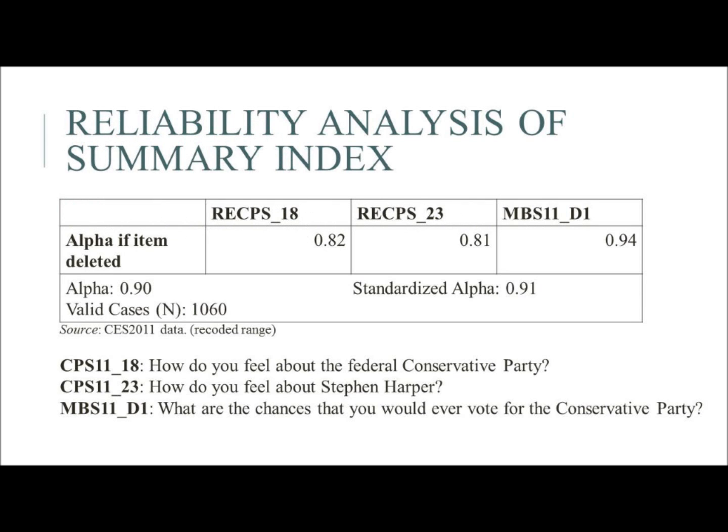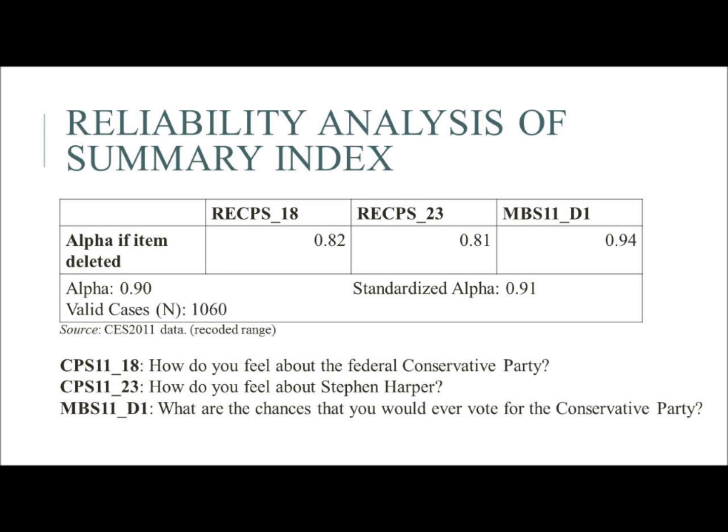The item numbers and full question wording of the variables used for the summary index of conservative vote intention are displayed below the table. The first two variables were recoded so that they range from 0 to 10 instead of 0 to 100, so they corresponded with the range of the last variable. In this reliability analysis scale, we see that the alpha value is 0.90 and the standardized alpha is 0.91, indicating that the questions are related, as well as they each tap a particular dimension of conservative vote intention and therefore can be combined into an index.